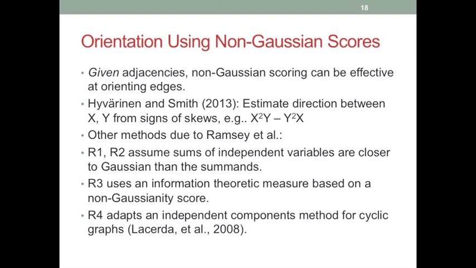Now, given adjacencies, you can use non-Gaussian scoring to effectively orient edges. And we've done this in a variety of ways. There are some algorithms due to Hyvärinen and Smith that estimate the direction between X and Y from skews, for instance, x squared y minus y squared x. Other methods are due to Ramsey et al. R1 and R2 assume that the sums of independent variables are closer to Gaussian than the summands. This is not universally true, but we assume that it's generally true. R3 uses an information theoretic measure based on non-Gaussianity scores. So this is a method based on entropy.